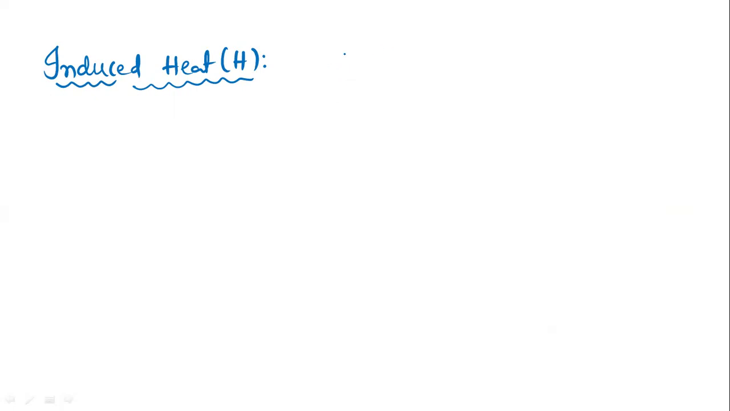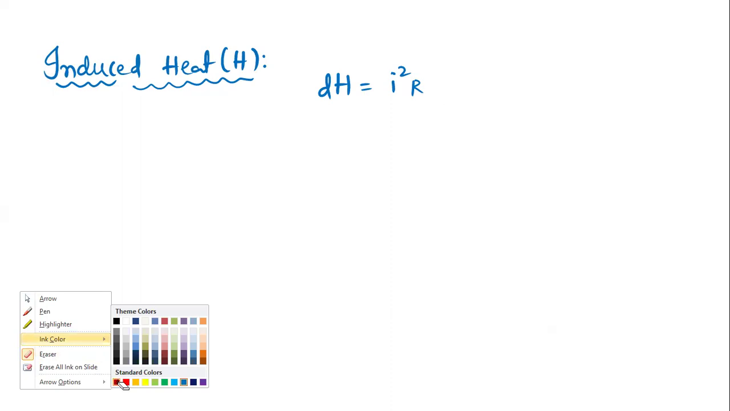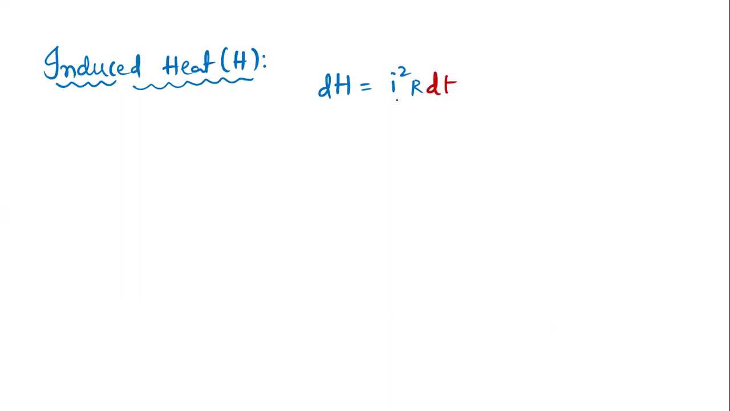What is the induced heat? Heat is equal to what is the formula, buddy? If you are taking a small heat, dH is equal to I square R into dt. But here I am taking this t as a small dt. Can I take it like that? Small dt means within a small time you are getting small heat.